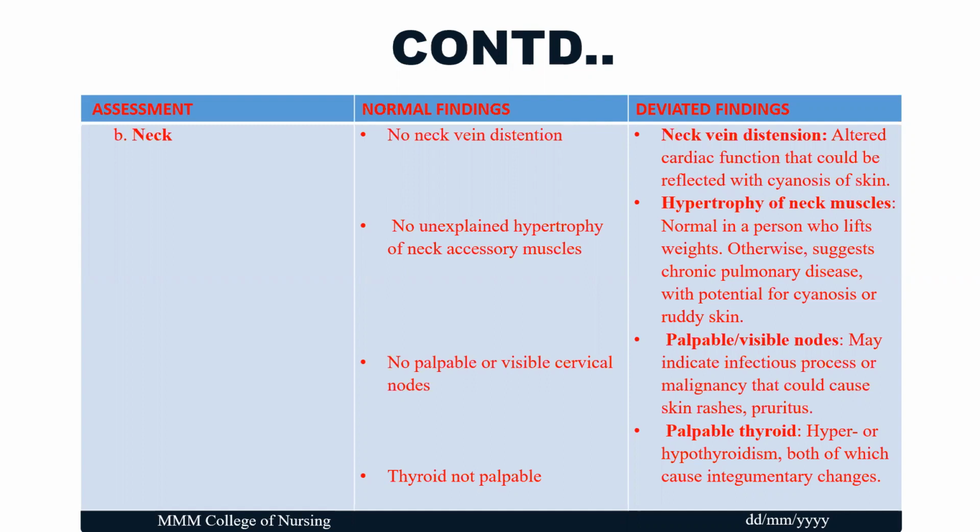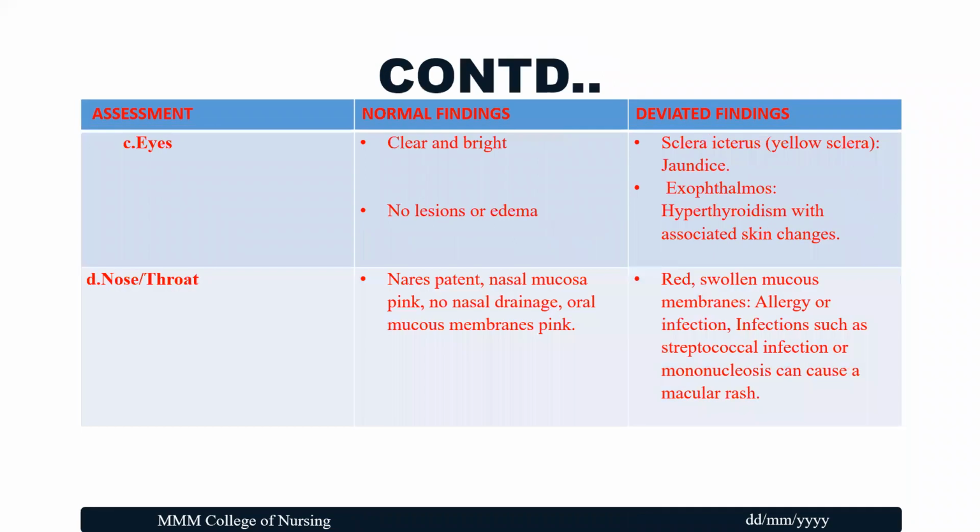When you palpate the neck, sometimes there would be visible nodes. It might indicate infectious process or malignancy that could cause skin rashes or pruritus. Thyroid: if it is palpable, hyper or hypothyroidism might be there, both of which can cause integumentary changes.